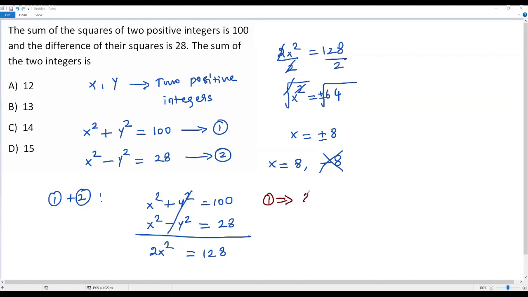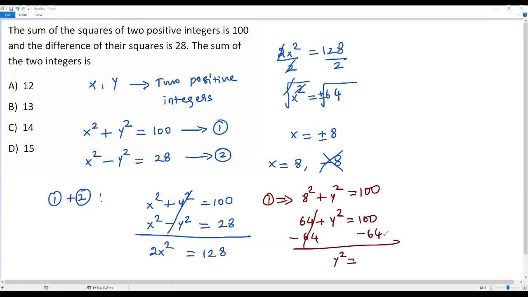That is 8 squared plus y squared equals 100. The value of 8 squared is 64, so 64 plus y squared equals 100. Now let me subtract 64 from both sides. When I do so, positive 64 and negative 64 cancel out. y squared equals, when I subtract 64 from 100, 36. Now I'm taking the square root on both sides to get rid of the square for y. The square root and square cancel out, and I consider a positive or negative sign here. y equals positive or negative square root of 36, which is 6. So I'm getting two values for y: positive 6 and negative 6.